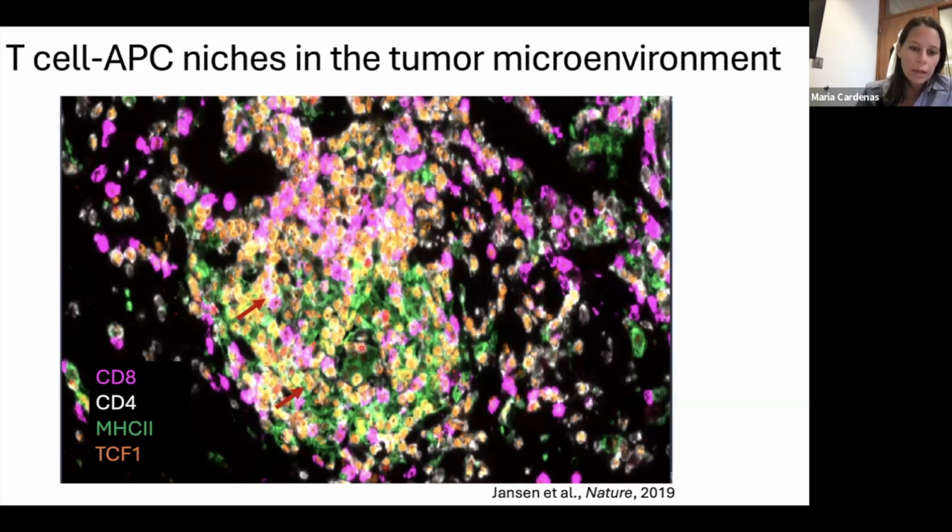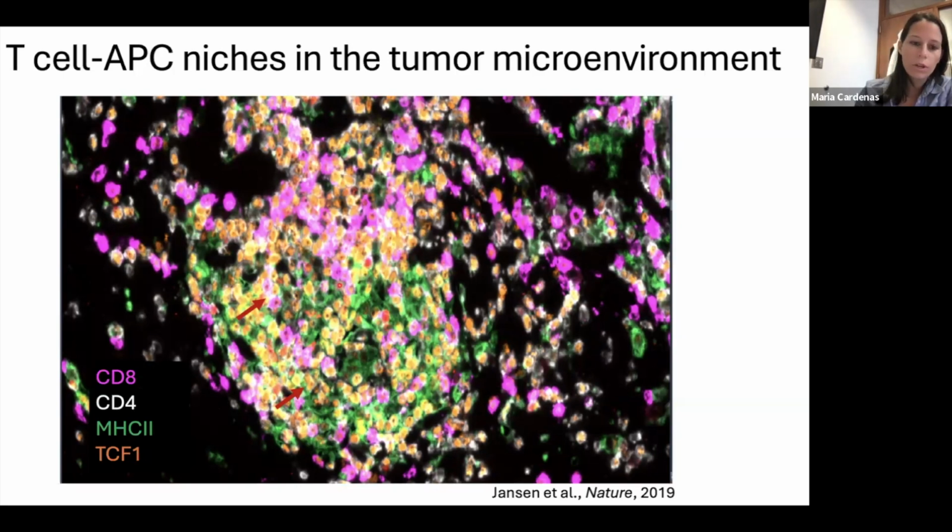And when I came into the lab, we noticed that within these niches, there were also a lot of CD4 T cells that co-localized also in that same environment. And so we wondered what those CD4 T cells were, and if they in fact played a positive or negative role within the niche itself.